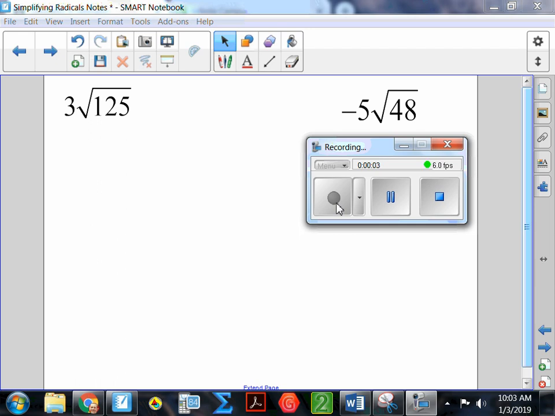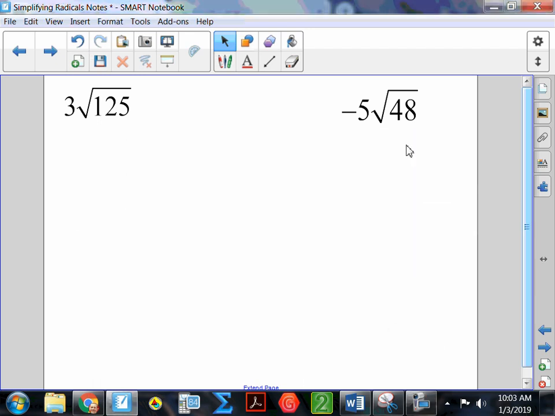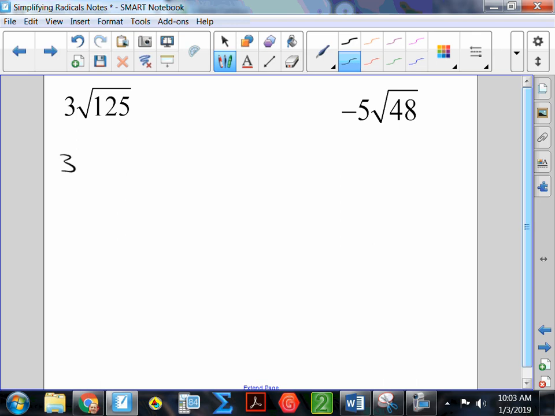Okay, this is examples of what to do if you're simplifying a square root and there's already a number out in front of the square root. I still want to go through my steps of figuring out factors for my perfect squares. So for 125, I could break this down as 3 times the square root of something times the square root of something.